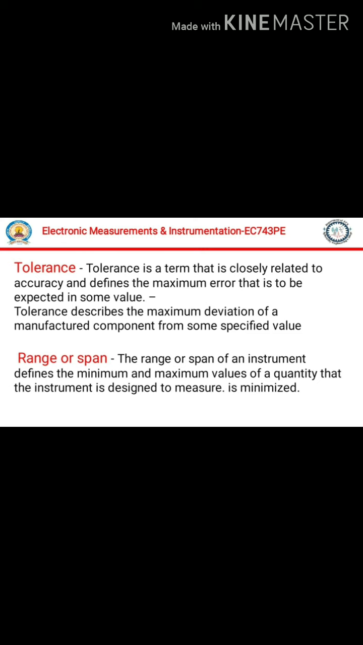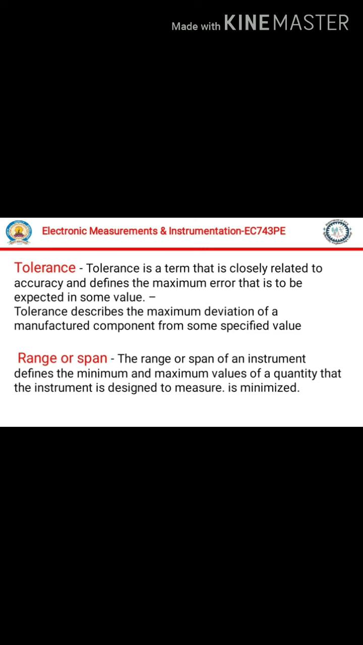The other static performance characteristics are span and range. Span and range are nothing but the maximum and minimum values which you can measure with an instrument. The gap between the maximum value and the minimum value which you can measure with an instrument is called its span, the total bandwidth of the instrument.